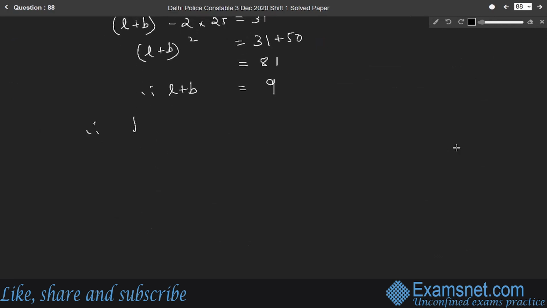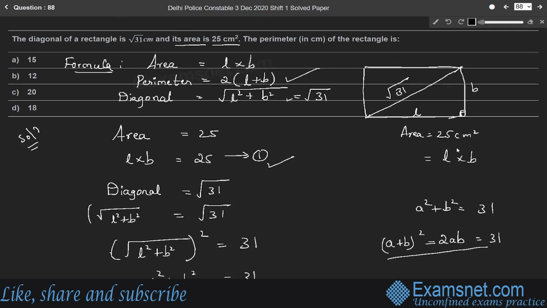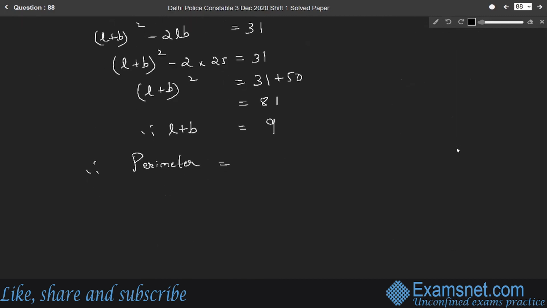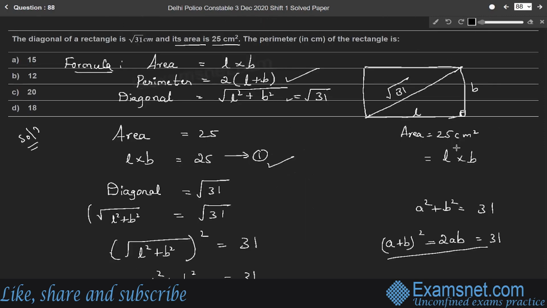Therefore, the perimeter of the rectangle: come back to the formula, perimeter is 2 times length plus breadth. It is 2 times length plus breadth, which is 18 centimeter. Therefore, the perimeter of the rectangle is 18 centimeter, hence option D.